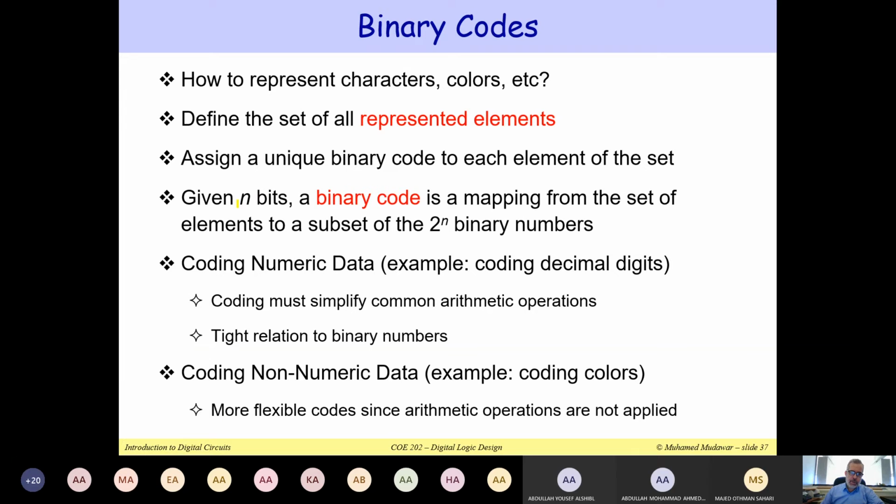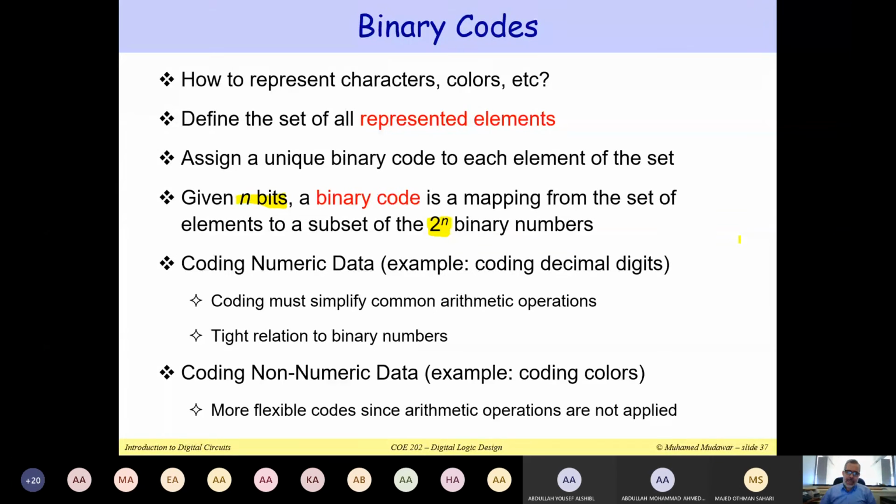So if we use n bits in binary, then we can have 2 to the power n values that we can represent in binary. If each element in the set is represented uniquely with a binary number, we can represent 2 to the power n values or elements in the set. So this is called coding. We can assign a code to each element in the set.